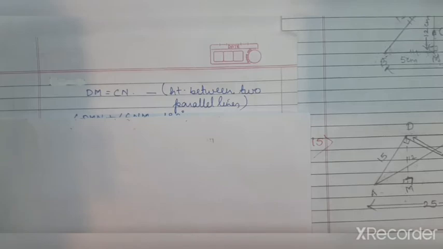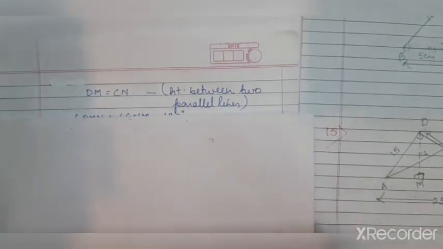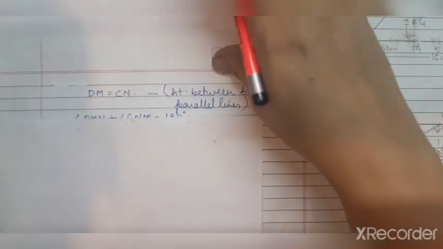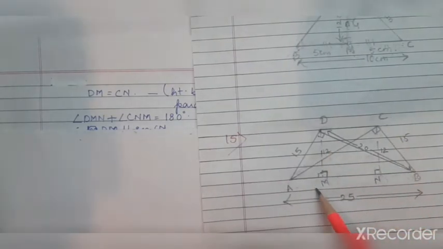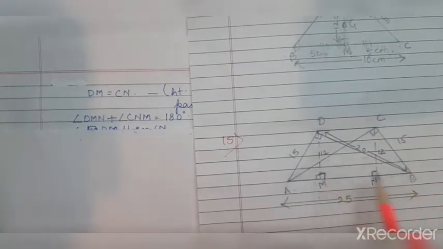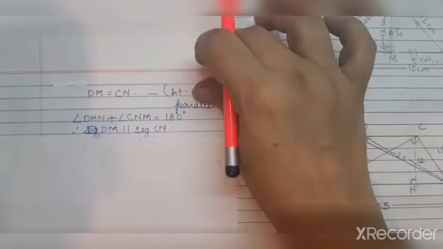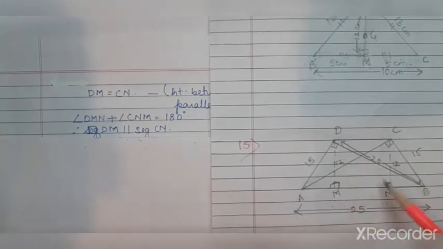So, we write here that DM is equal to CN. Height between two parallel lines, DM is equal to CN. Then after that, we write that angle DMN plus angle CNM is equal to 180 degrees. That is 90 plus 90, and therefore DM is parallel to CN, because when the interior angles are supplementary, the lines are parallel.